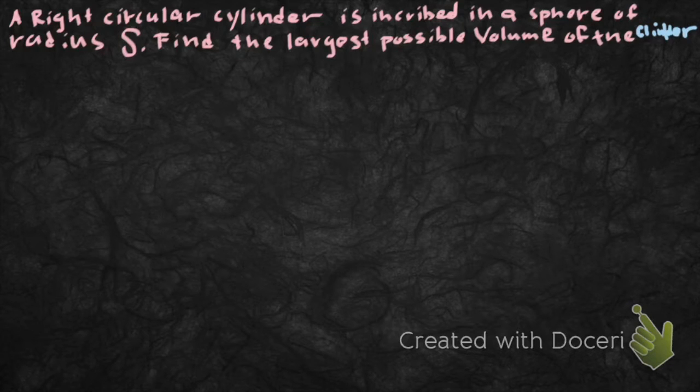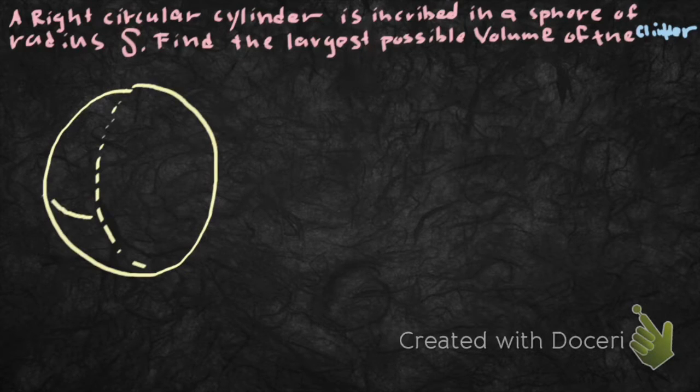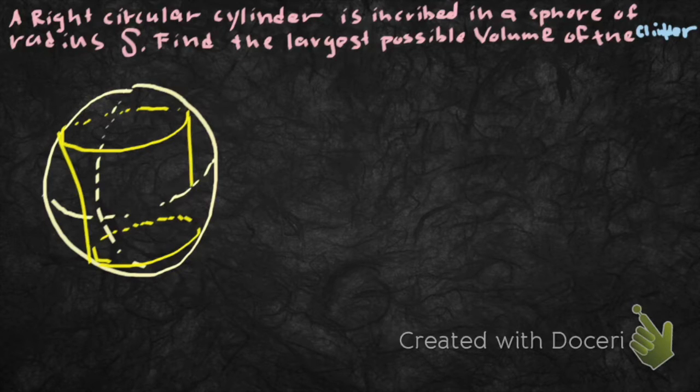Let's talk about what's going on here. Let me draw you a picture. So, we have a sphere, and inscribed in it is a cylinder. And the sphere has radius s. So what are we trying to maximize? We're trying to maximize the volume of the cylinder.